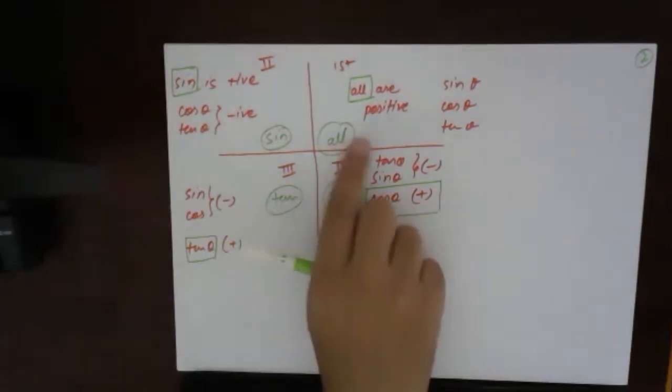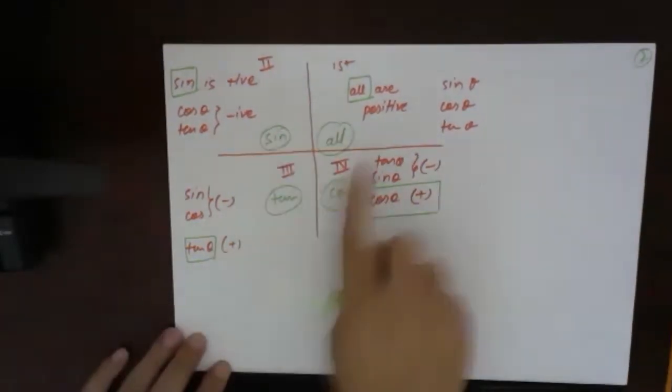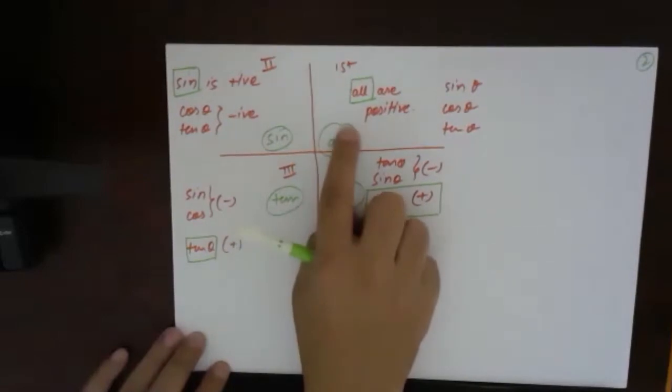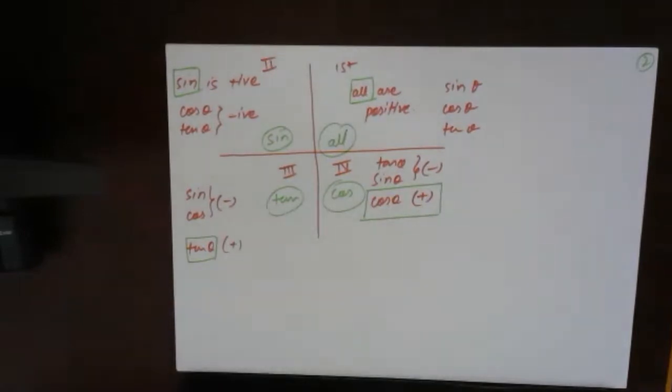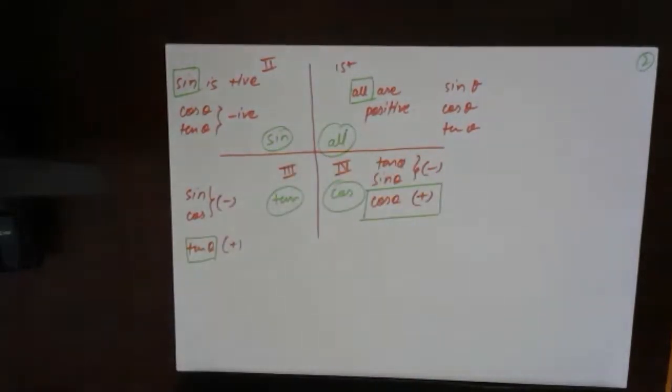You just remember: all here are positive, sine is positive, tan is positive, cos is positive. This is important for you to remember. Just copy this one, please.